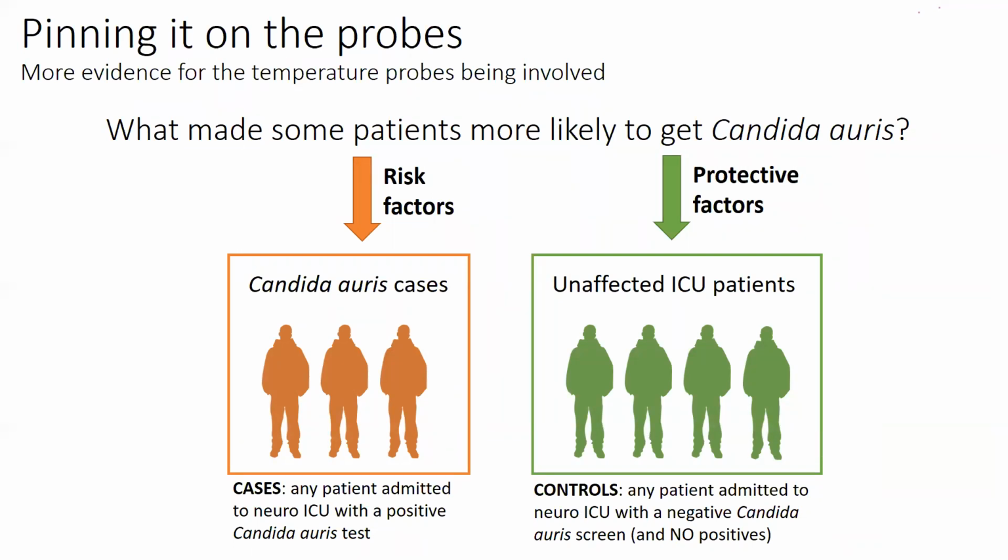And to do this, we set up a classical case control study. Our cases were any patient admitted to the neuro ICU who then subsequently had a positive Candida auris test, so either a screening test or an invasive isolate. And then our controls had to have come to the neuro ICU and had to have had at least 1 negative screen, and obviously not have had a Candida auris isolate.